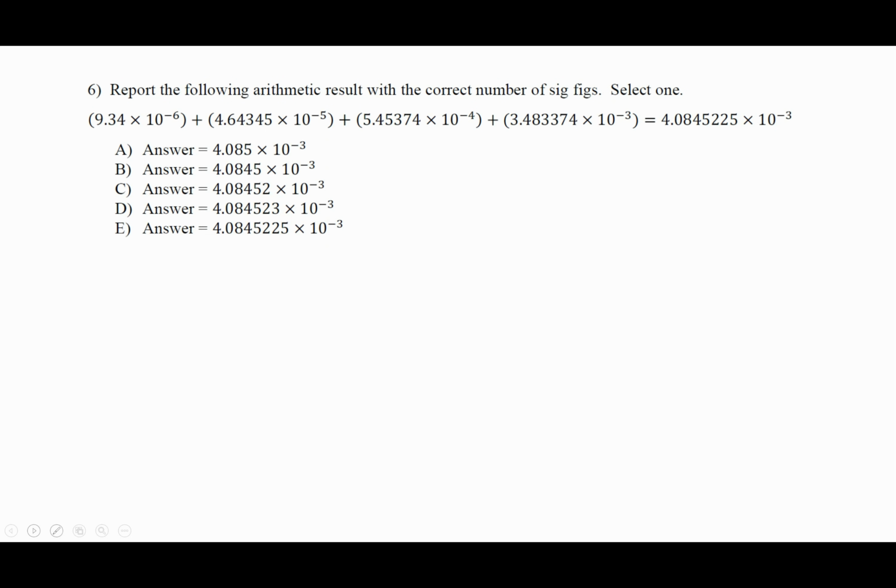Report the following arithmetic result with the correct number of sig figs. Select 1. So let's start with what the answer is, the units of the answer, which is 10 to the minus third. Let's put all of these in 10 to the minus third and add them together. And let's start on the right and work our way to the left, since this one already has the correct number of sig figs. So 3.48337 times 10 to the minus third.